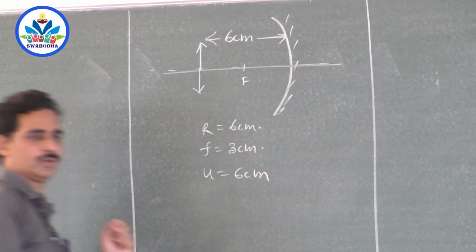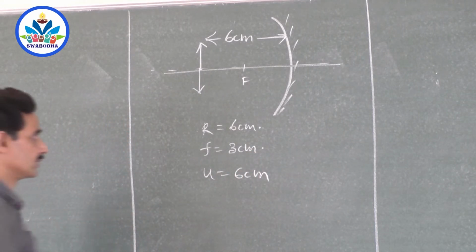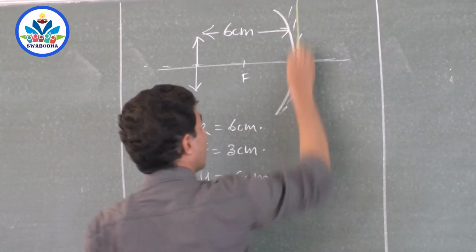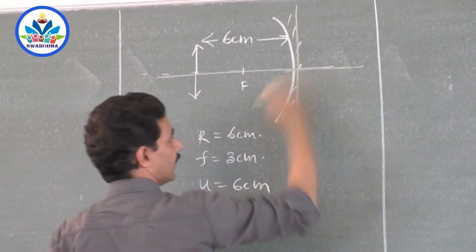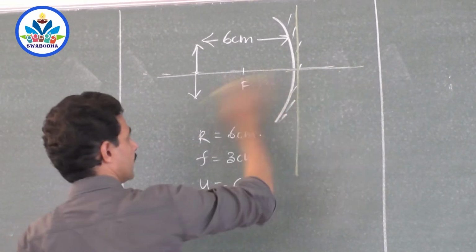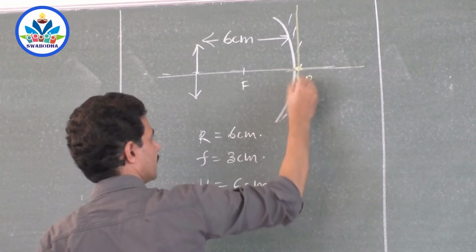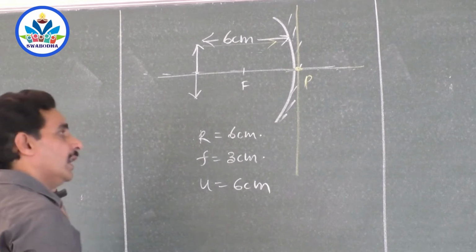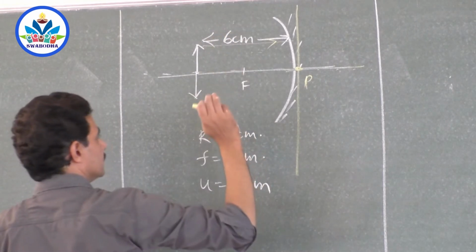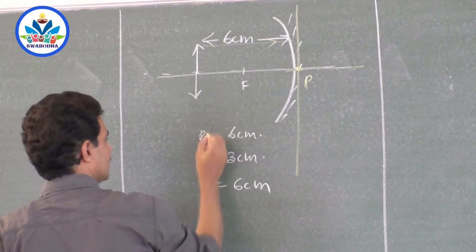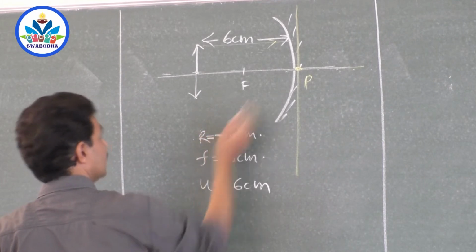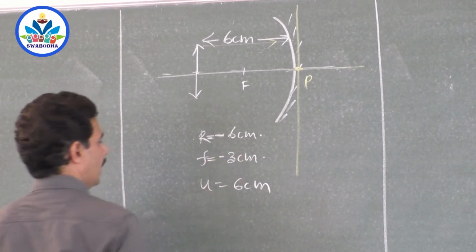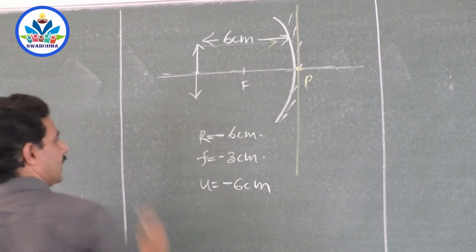Now taking care of all the sign conventions, divide this into a coordinate system like this. Everything on the right hand side is positive and the left hand side is negative, because when you start from the pole and move to this side, you are moving in the direction of light. Above is positive, below is negative. Now our radius is negative because it comes on the left hand side, and focal length is negative, on the left hand side. Object distance is negative, on the left hand side. All are on the left hand side.